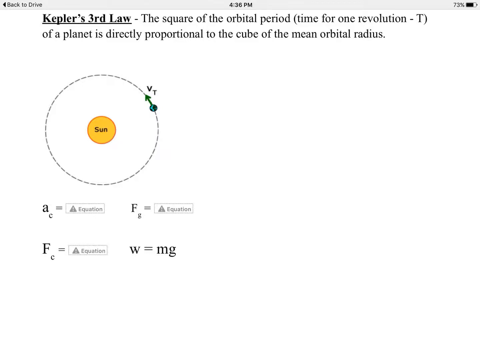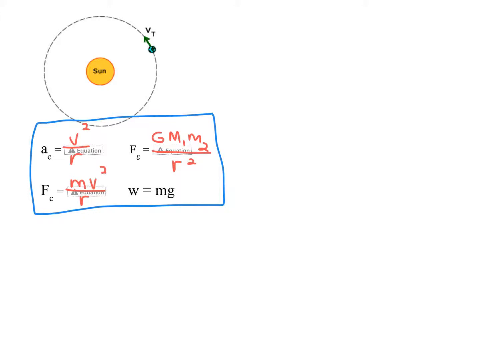I need to fill in the equations here. On your review sheet, your note sheet, they're all filled in. Let me fill these in real fast. All these equations we've had over the past couple weeks. Centripetal acceleration in circular motion is v squared over r. Centripetal force is mv squared over r. Newton's law of universal gravity, G m1 m2 over r squared. And the relationship between weight and mass, weight equals mg.